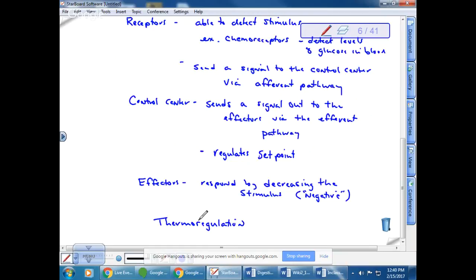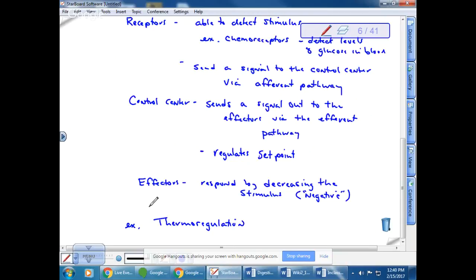And then the same thing would happen if you are too cold, but in response, we would shiver. By shivering, we actually generate heat, and that would help to raise the body temperature back up. So this is the example, and you want to look at that example of thermoregulation in your textbook, okay?